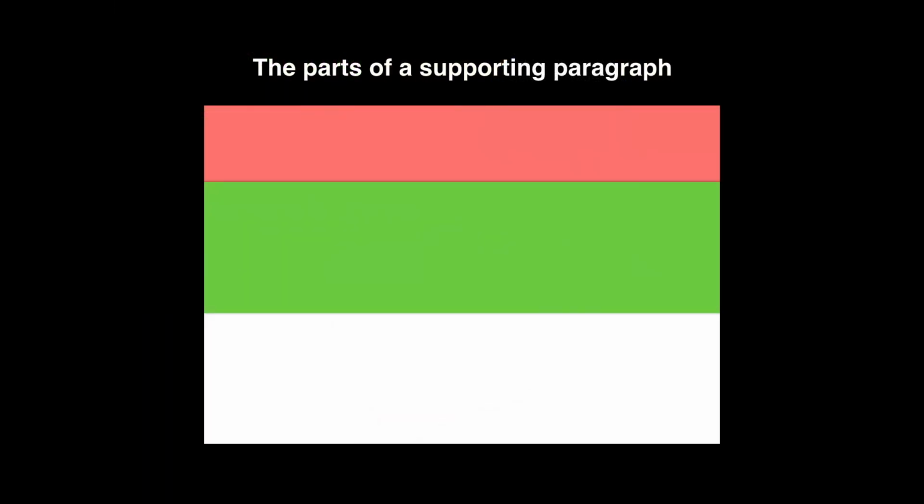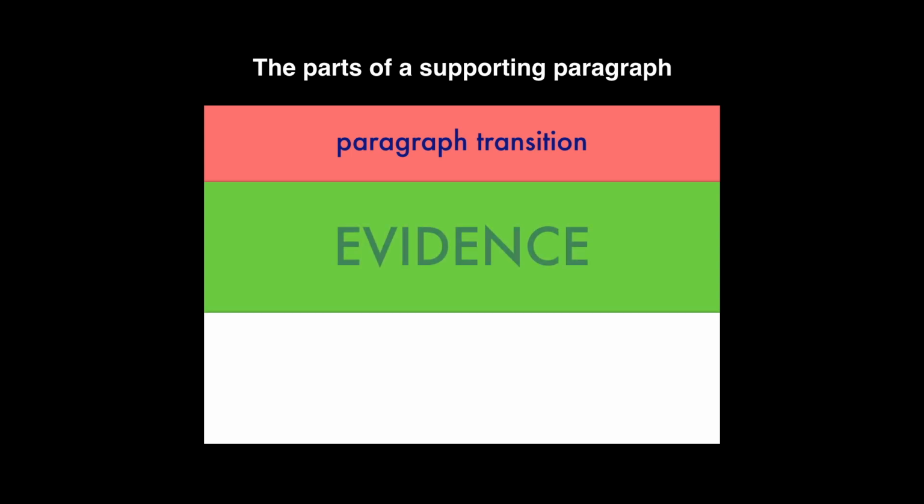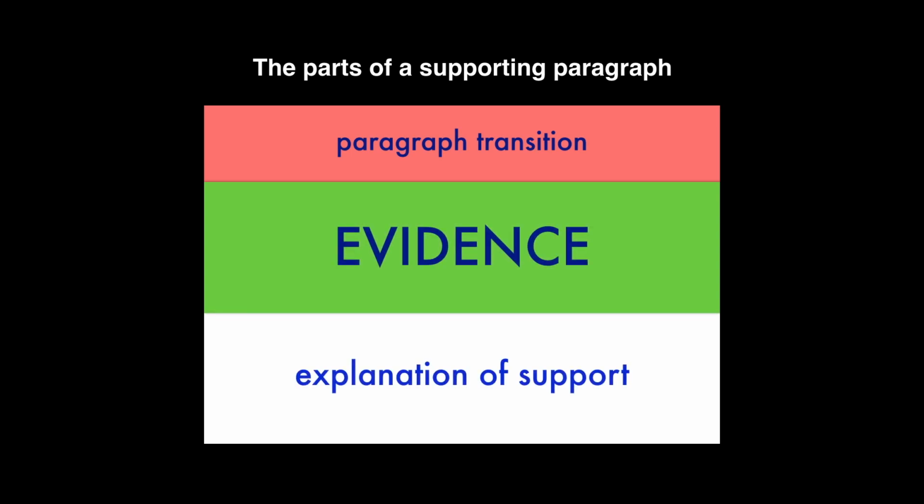Here's the basic three-part structure of a supporting paragraph: transition, supporting evidence, explanation of support. In this diagram, the transition is red, the supporting evidence section is green, and the explanation is white. All three parts together make up one paragraph. It doesn't always have to be in exactly this shape, but any good supporting paragraph will have all of these elements in some form.